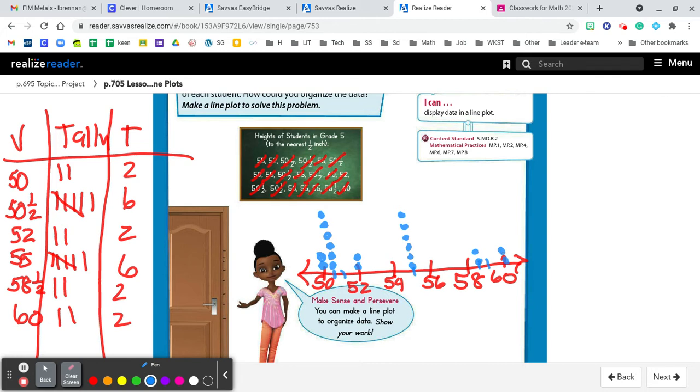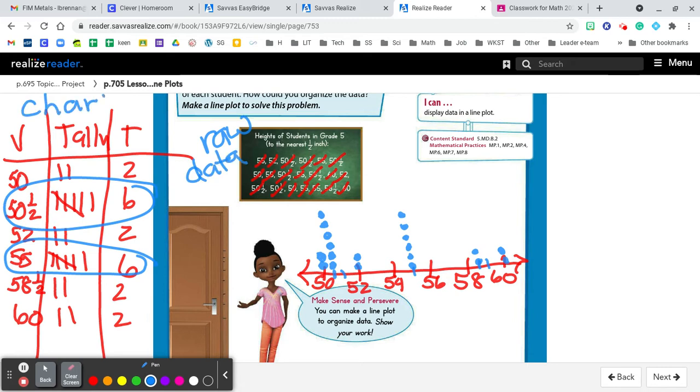So I have no outliers here, and I have 2 values that occur the same number of times. So that's how you would create the line plot. You start with your raw data. That's your data. You make some kind of a chart, and then you make your line plot. And then you might have to interpret the line plot. So you might say there's no outliers. We might say we can see from our chart or our line plot that 50 and a half and 55 occurred the same number of times.